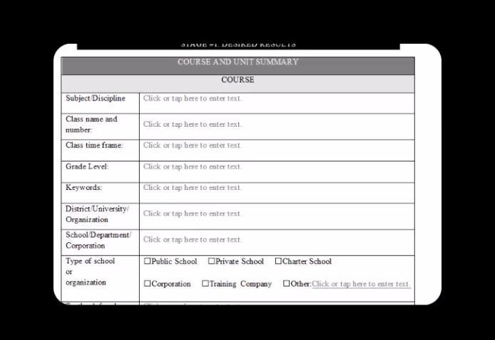UBD is designed using a three-stage process. The first stage being desired results, second stage evidence, and stage 3 learning plan. Today we will be talking about how stage 1 works. Stage 1 is identifying desired results.